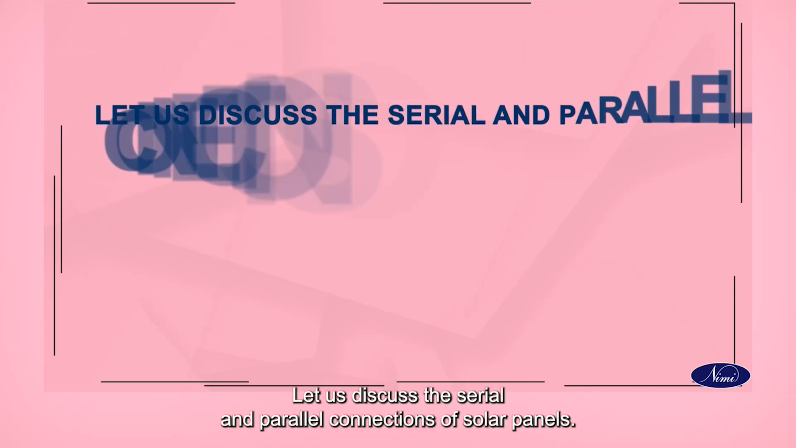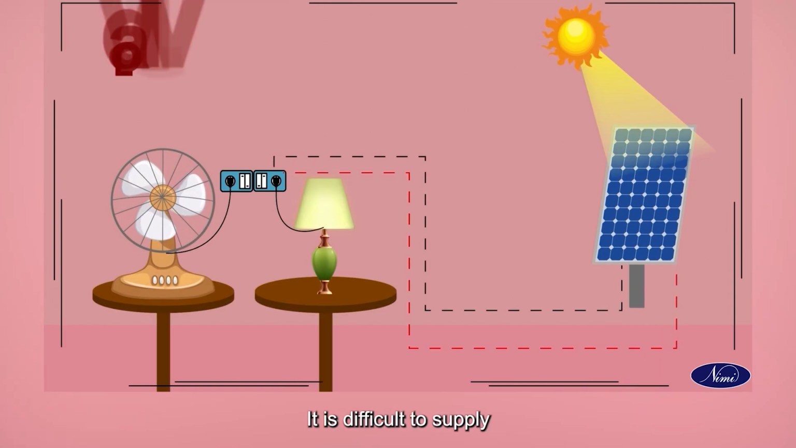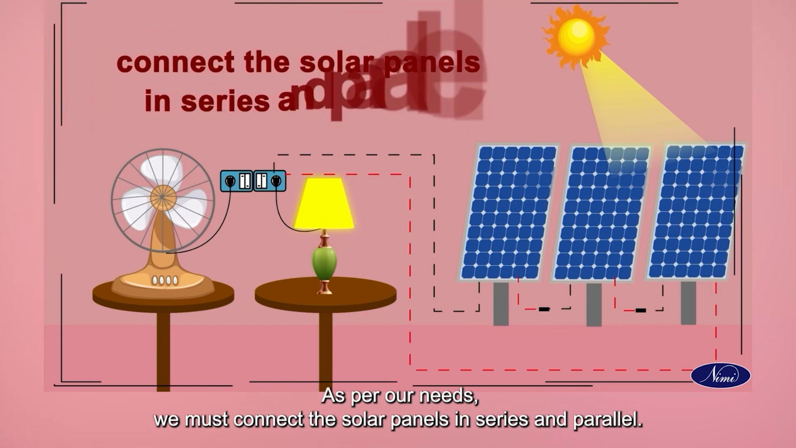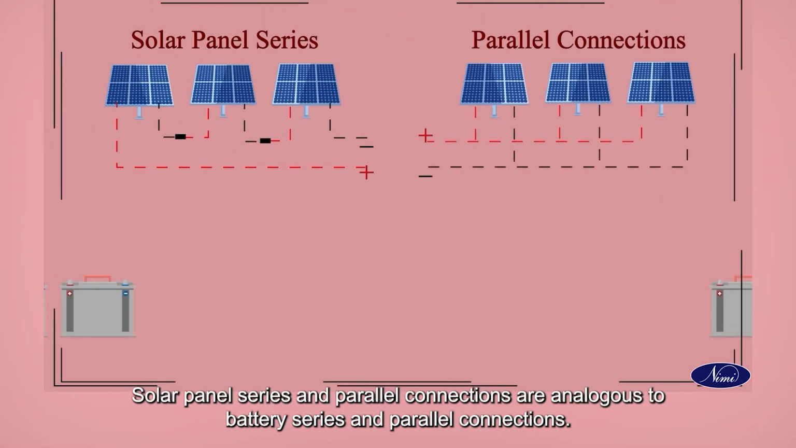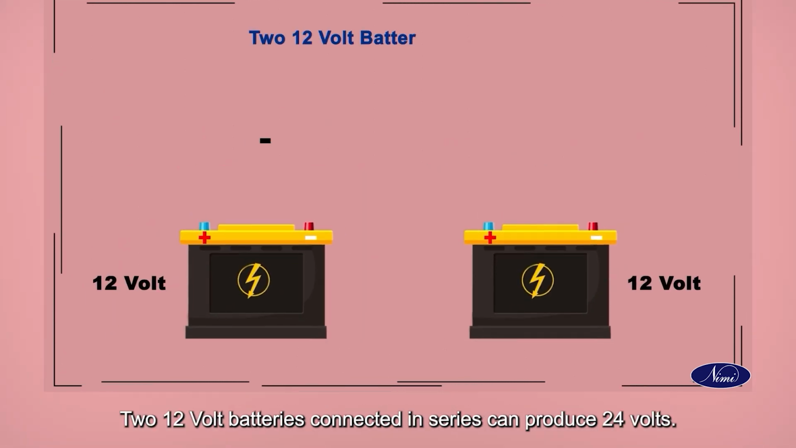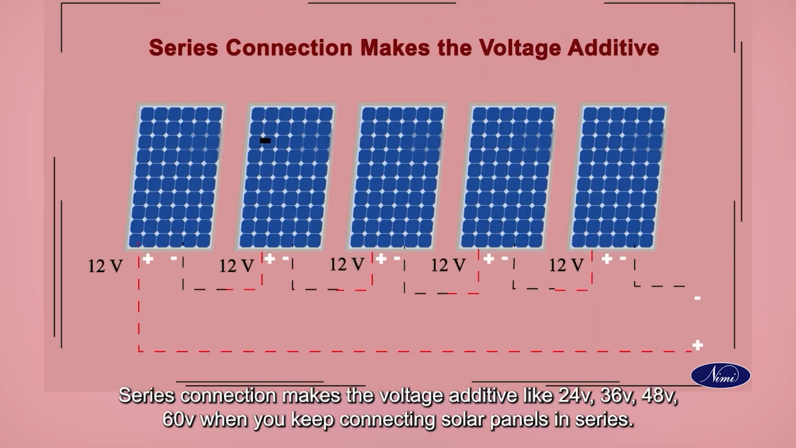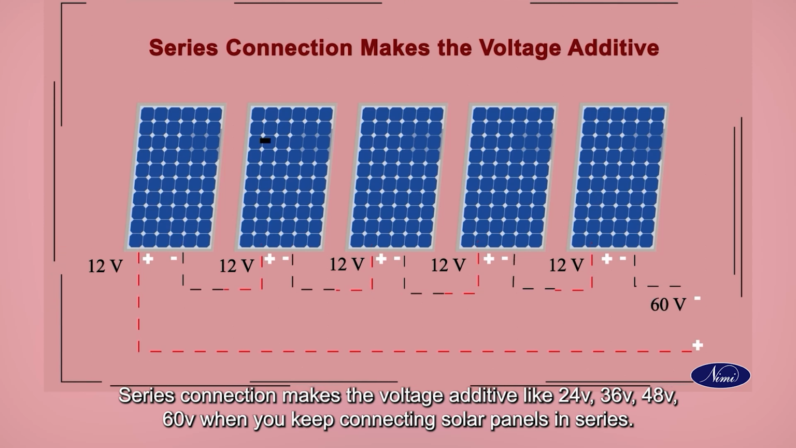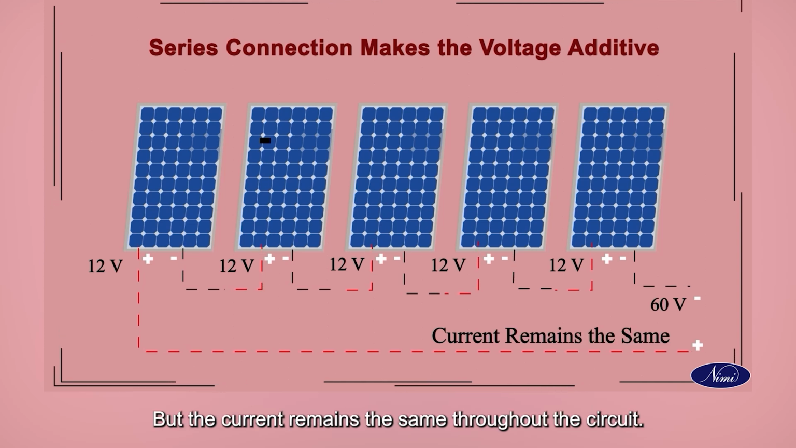Let us discuss the series and parallel connections of solar panels. It is difficult to supply solar power to the load with a single panel. As per our needs, we must connect the solar panels in series and parallel. Solar panel series and parallel connections are analogous to battery series and parallel connections. Two 12-volt batteries connected in series can produce 24 volts. Series connection makes the voltage additive like 24 volt, 36 volt, 48 volt, 60 volt when you keep connecting solar panels in series. But the current remains the same throughout the circuit.